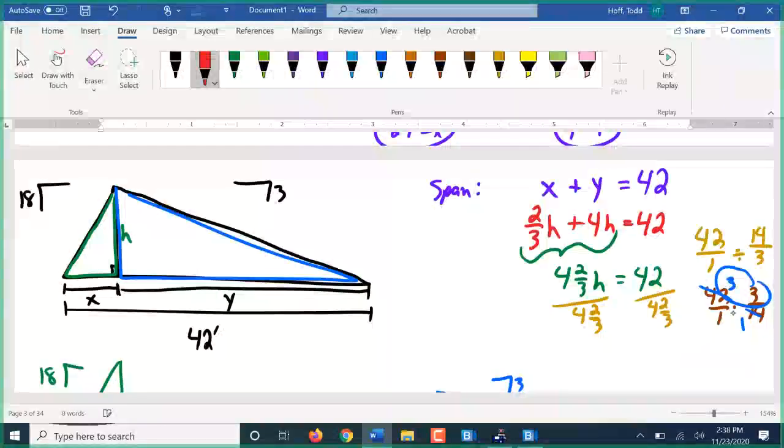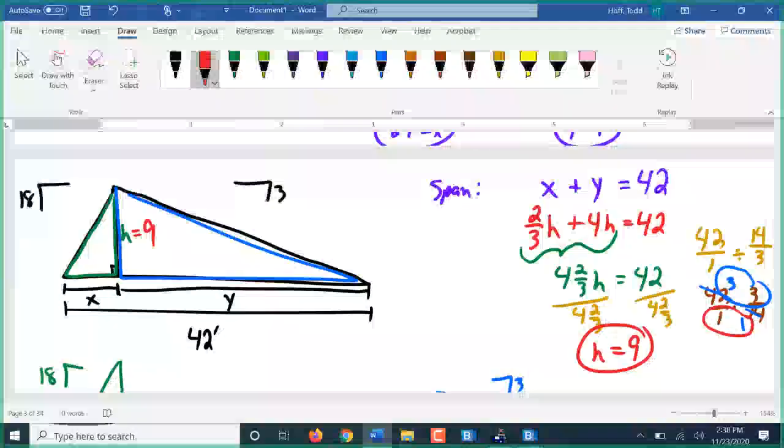3 times 3 is 9. 1 times 1 is 1. So H equals 9 here. So once again, H equals 9, and we can use that to find X and Y.